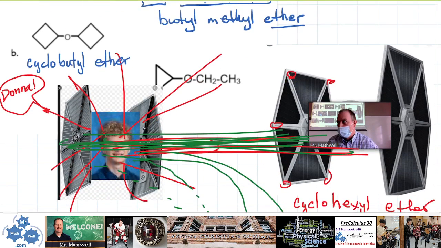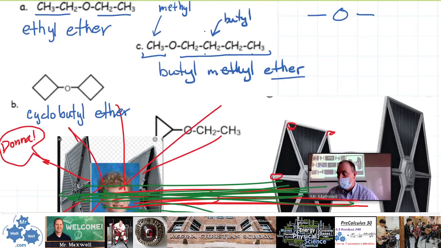Okay, so there's the TIE fighter. This is a former student, of course. That is Carson, yes. Hello, Carson. All right, so I'm going to clear the screen here.